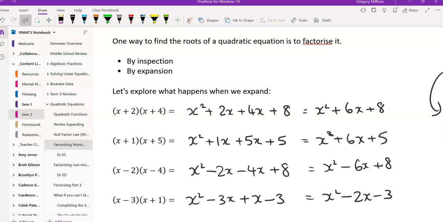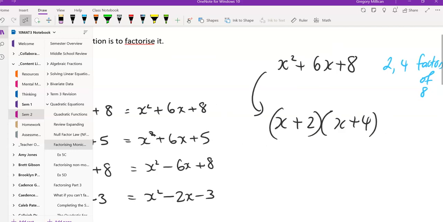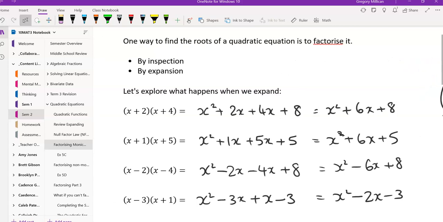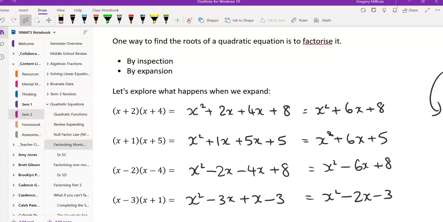We times 2 and the 4 together, didn't we? So they're obviously factors of 8. But it's still an observation you had to make. Okay? So that's the first observation, and that is a really key one. The numbers that we want in our factors are factors of the last number.